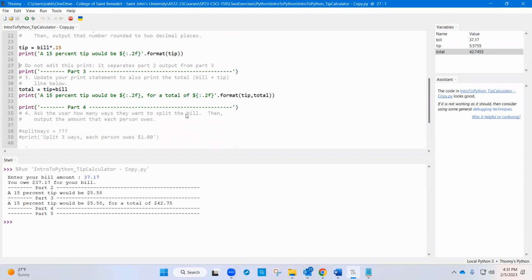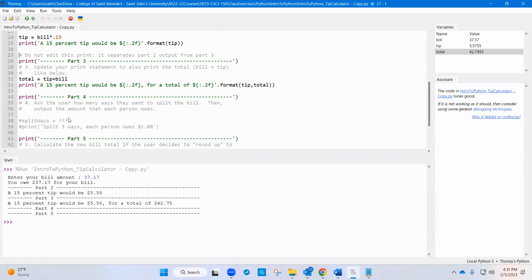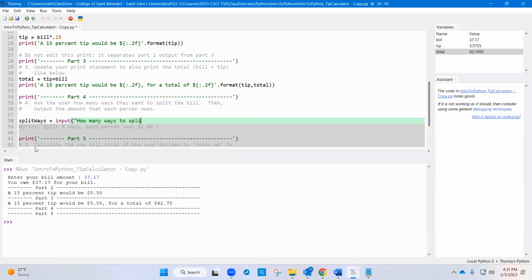The last part, not the last part, part 4, we're going to ask the user how many ways they want to split it. So let's see, over here, it's going to be input from the user. How many ways to split the bill. Okay, and then the user will enter something. And then whatever the user enters, I'm going to use that. I'm going to display that over here.